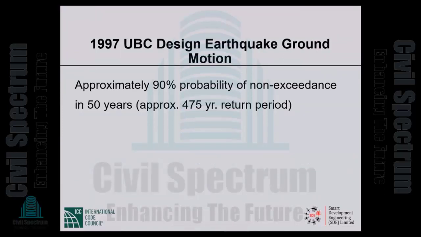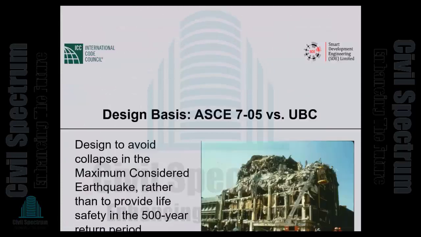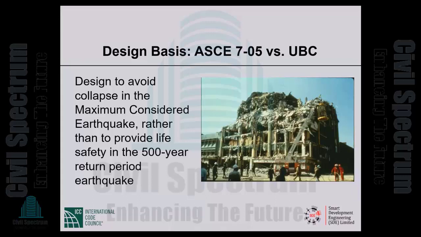Now, back in the UBC days, as I said, the design ground motion had a return period of 500 years, 475 years, 90% probability of non-exceedance in 50 years. And in those days we used to design for life safety in that design earthquake. We wanted to preserve life safety in the design earthquake. People at least had to have a chance to evacuate their building at the approach of the earthquake.